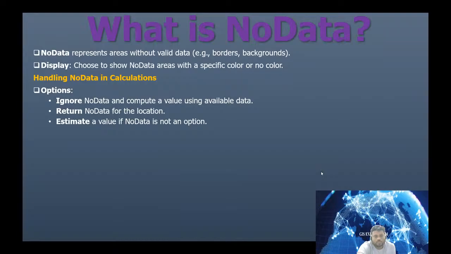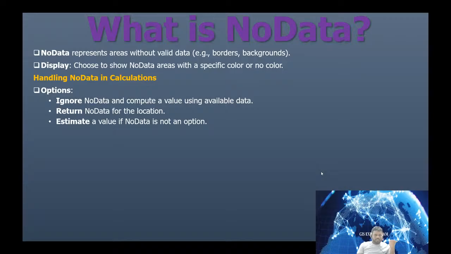Now come to the no data. What is the no data in GIS? No data represents areas without valid data. Example, borders, background. When a map's background is a white color, that is no data. Display choices: show no data areas with a specific color or no color.